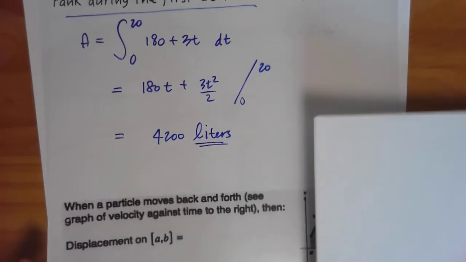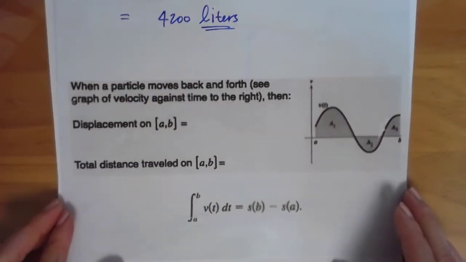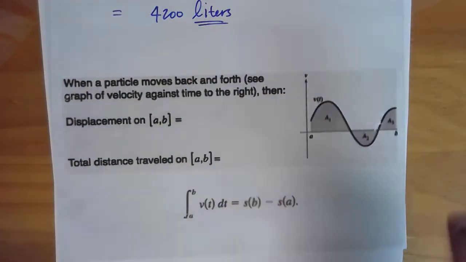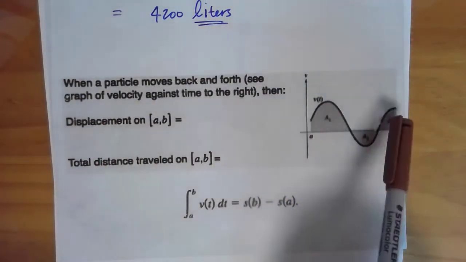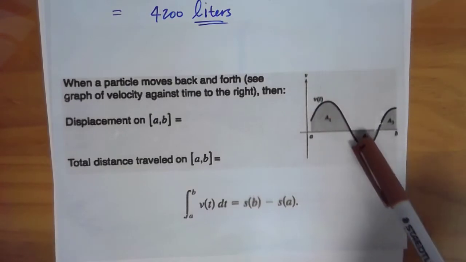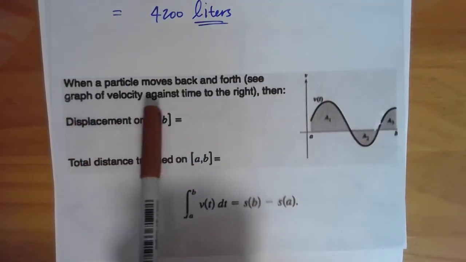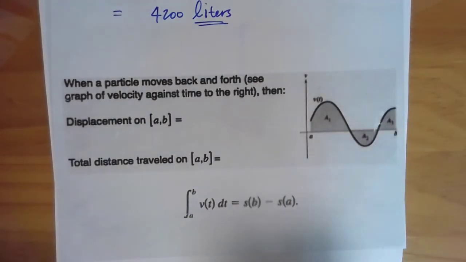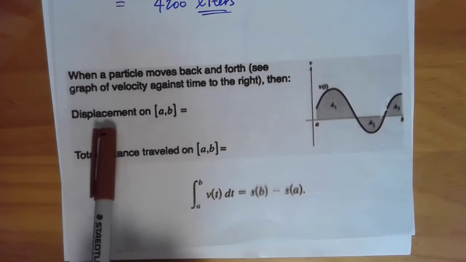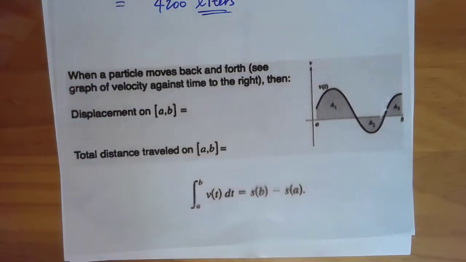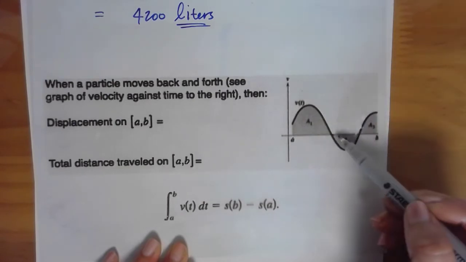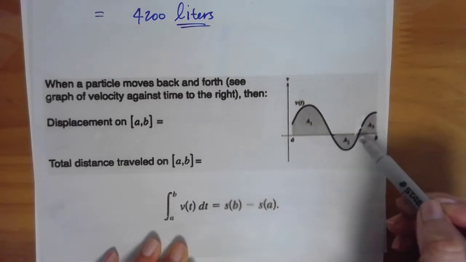Now let's show you this example here. When a particle moves back and forth, so it's going up, down, up, right? The graph of the velocity against time is to the right. So this is the velocity and this is time. Now we're going to tell you the difference between the displacement and total distance. You see there are three different areas here, from A to here, and then from this area to this, and then from here to B.